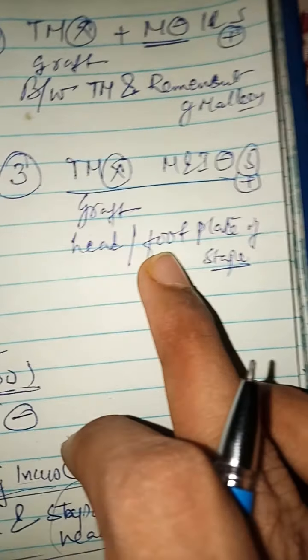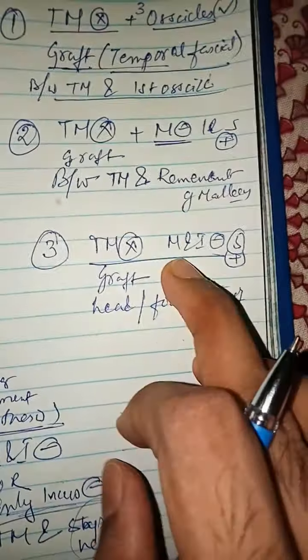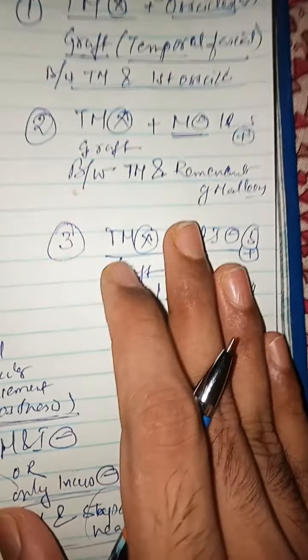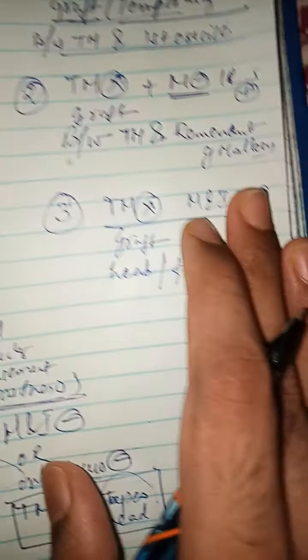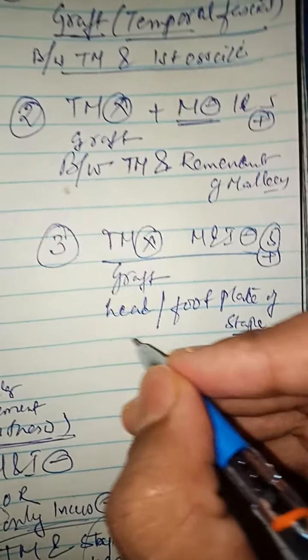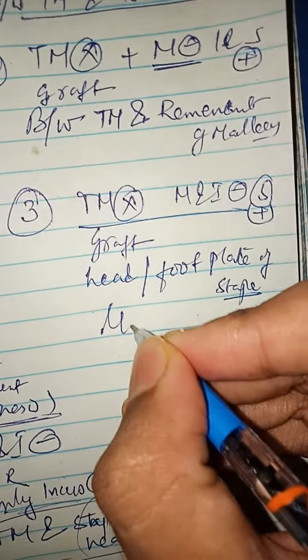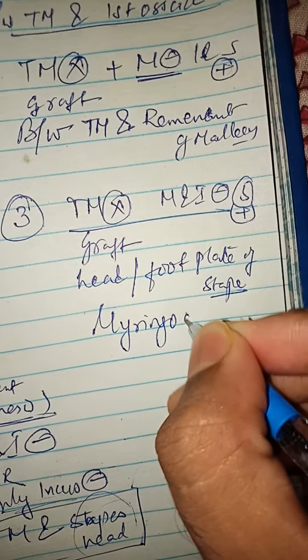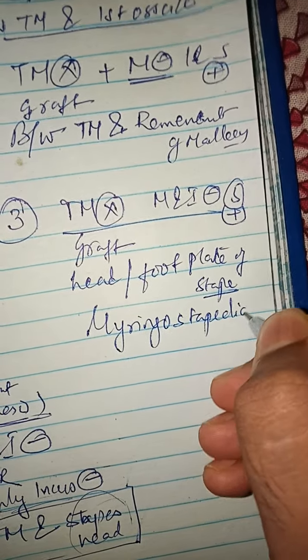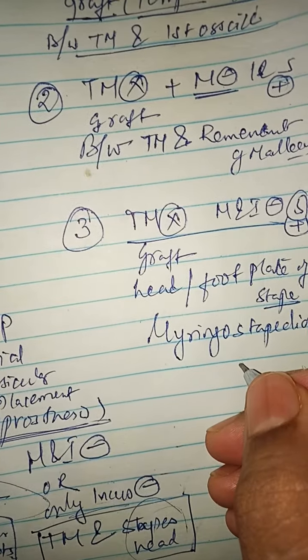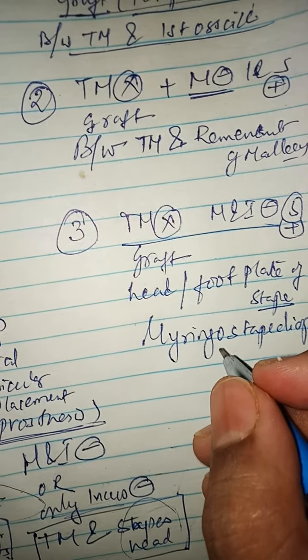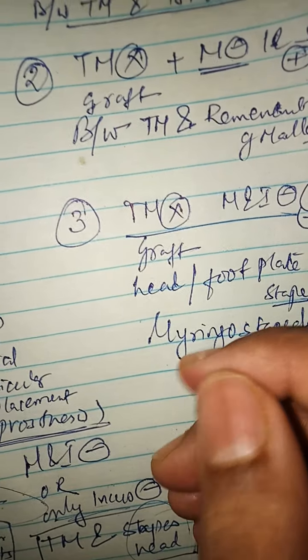If the stapes is also eroded, then we have to first do the ossiculoplasty here. So you have to do ossiculoplasty, either TORP or PORP or autograft we have to keep, and with that we have to place the graft. So this is known as myringostapediopexy. It is also known as columella tympanoplasty.